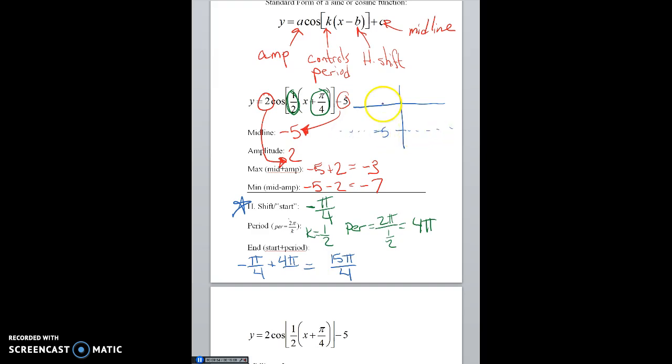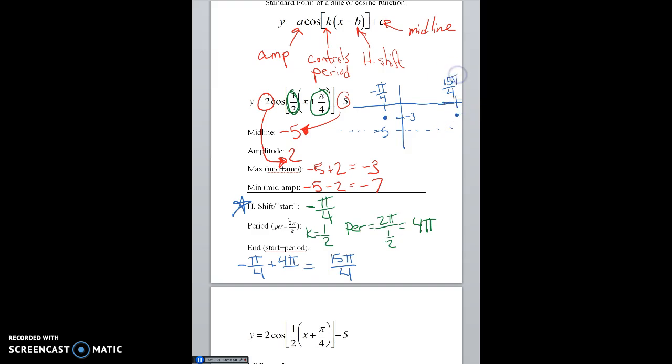The cycle is going to start at -pi over 4. And since this is a cosine function, it's going to start at a maximum, and we saw that the maximum value was -3. So, bloop. And then the cycle is going to end at 15 pi over 4. And it will be back up at a maximum.